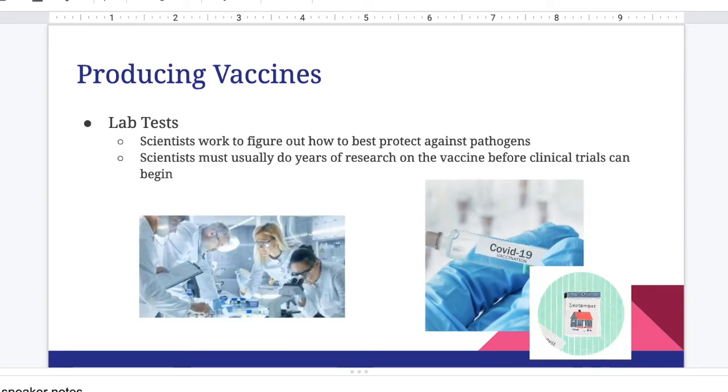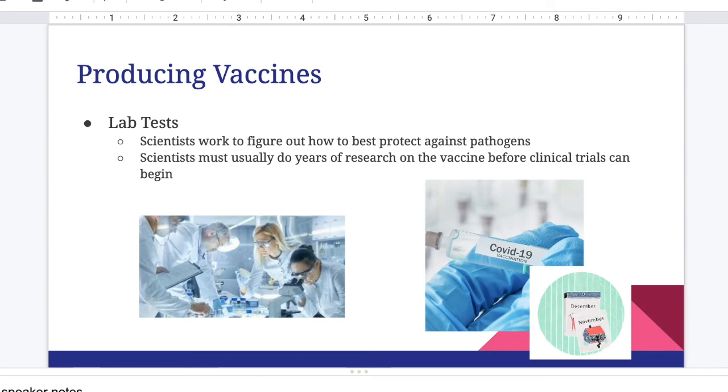So in producing vaccines, again, the first stage will be lab tests. In this stage, scientists are going to try to determine a way to best protect against the pathogen that they're trying to create a vaccine for. Typically, scientists do years and years of research on the vaccine before they go on to clinical trials.